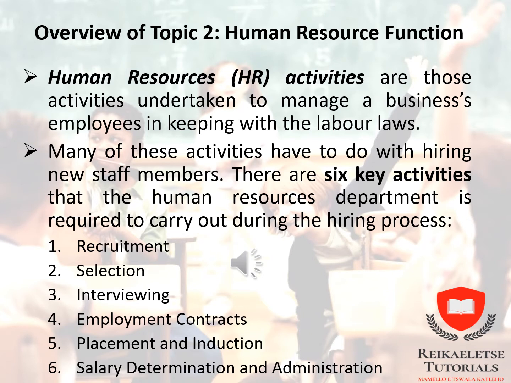In topic 1, we also studied the legislation that impacts on the human resources activities within a business, namely the Labor Relations Act, LRA number 66 of 1995, the Basic Conditions of Employment Act, BCEA number 75 of 1997, the Employment Equity Act, EEA number 55 of 1998, and then finally the Compensation for Occupational Injuries and Diseases Act, COIDA number 61 of 1997. So I want you guys to refer back to topic 1 where these acts were discussed.